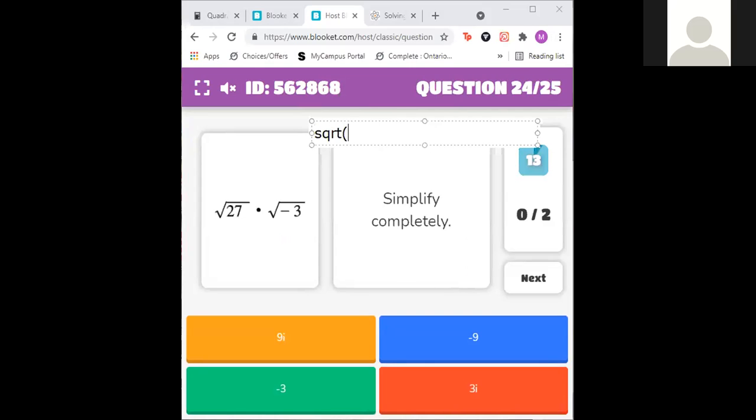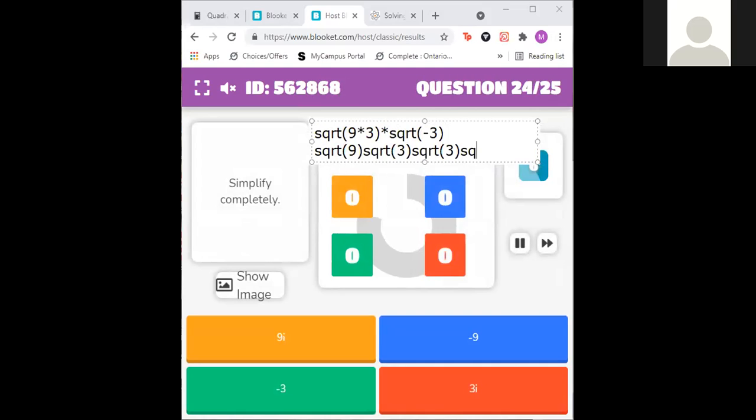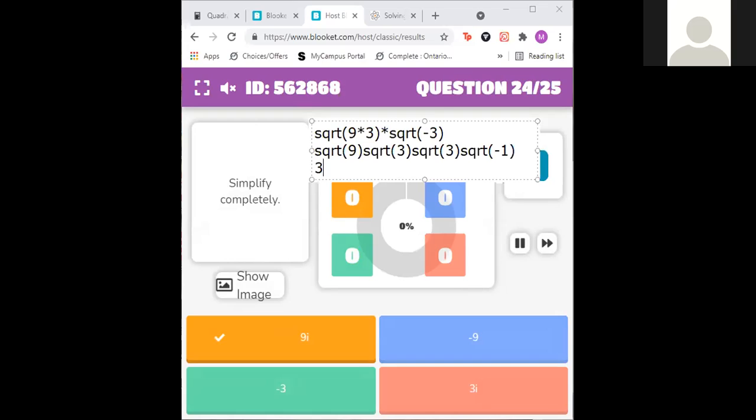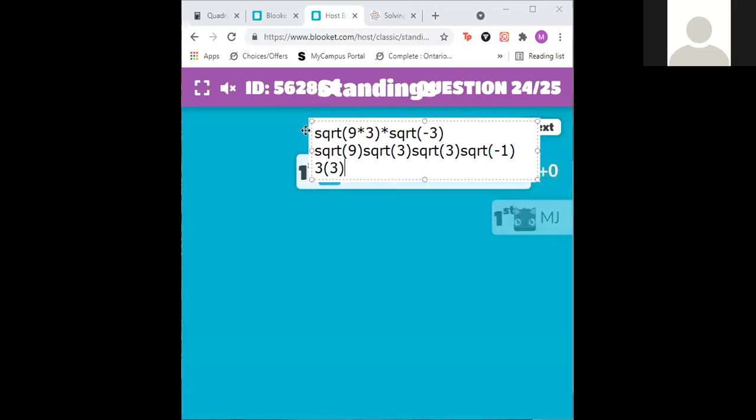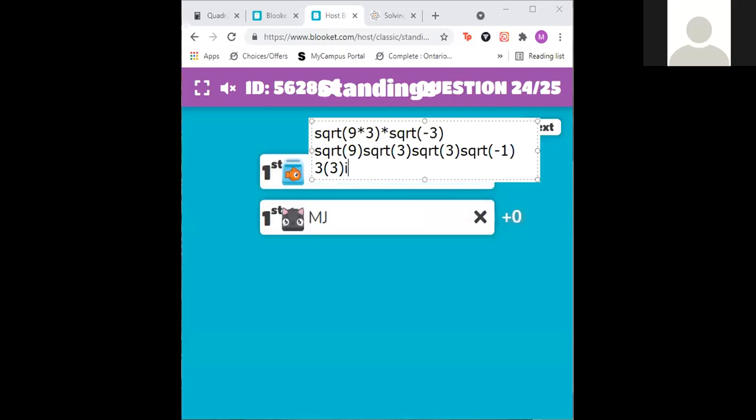The square root of 27 is the square root of 9 times 3, times the square root of -1. The square root of 9 is 3, the square root of 3 times the square root of 3 is 3, and the square root of -1 is i, so 9i.